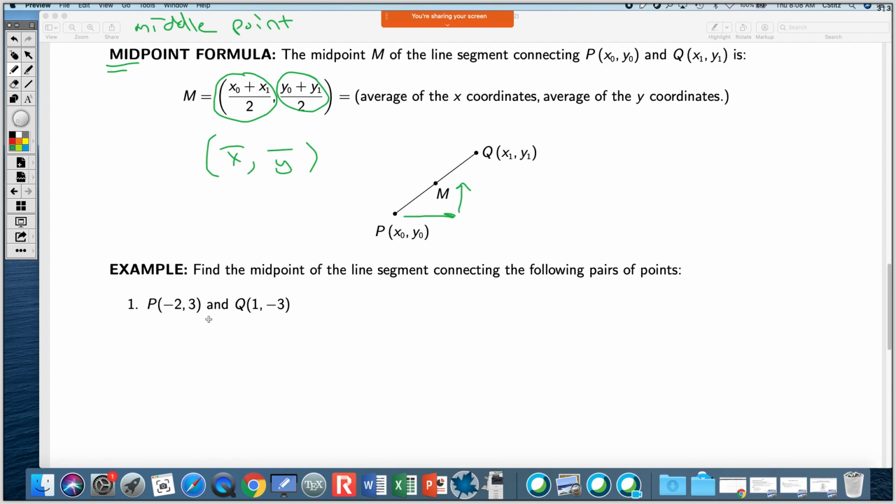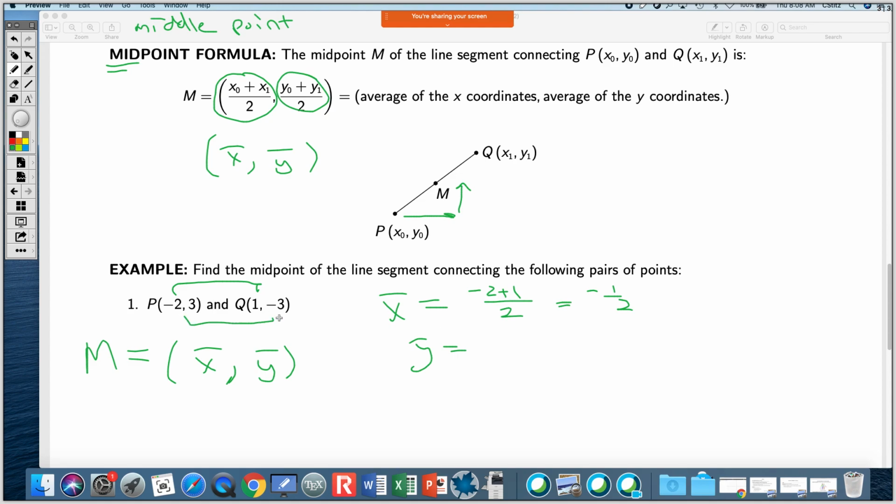So for example here, if we want the midpoint of the line segment containing P and Q, it's your average x, average y. Average x: we add the x's together, divide by 2, so that's going to give us negative 1/2. Average y: we add the y values together, and that's 0. And so our midpoint would be negative 1/2, 0. Okay?